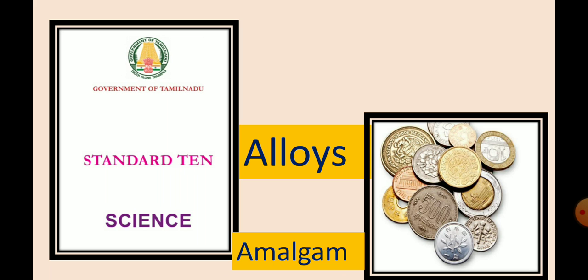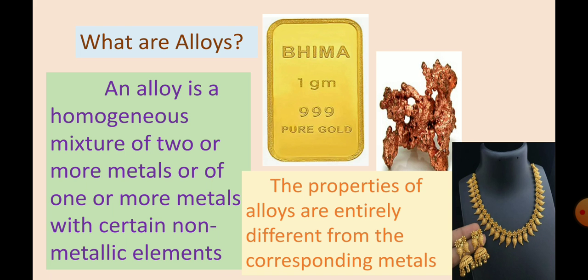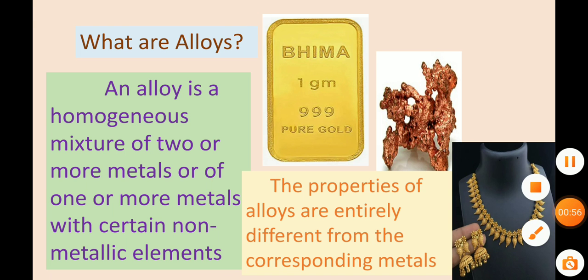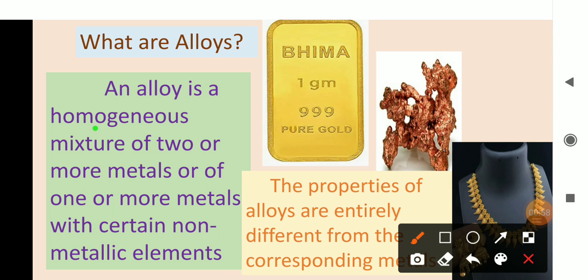Okay. First, we have to be familiar with what are called alloys. Look here, students, the answer is given here. What are alloys? An alloy is a homogeneous mixture of two or more metals with certain non-metallic elements. Okay. So we know about solids. When one solid is mixed with another solid, we get a solid solution and it is called an alloy. So it is given here. An alloy is a homogeneous mixture of two or more metals. So we can say when metals are combined together.